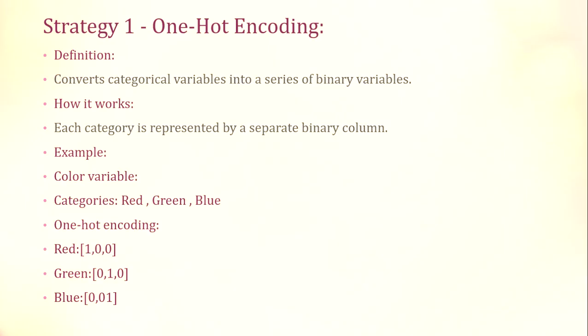Strategy 1: one-hot encoding. It converts the categorical variables into a series of binary variables. How it works: each category is represented by a separate binary column. Here we can see an example, the color variable, and the categories are red, green, blue. And here we can see the representation of one-hot encoding.